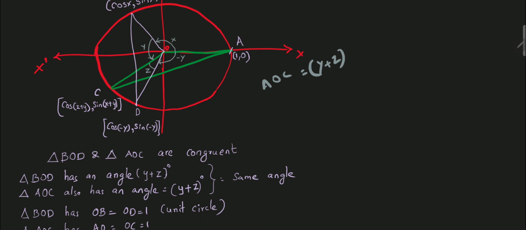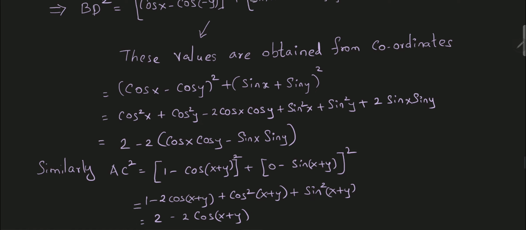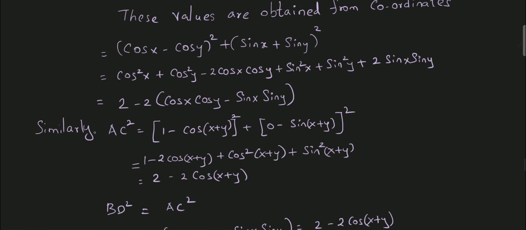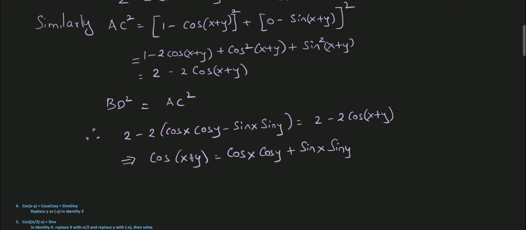Similarly, you remember the coordinates, and we are simply deducing what BD square is using the coordinates. Similarly, we will deduce AC square, and since both the triangles are congruent, BD square is equal to AC square, which gives cos of x plus y equal to cos x cos y minus sin x sin y.